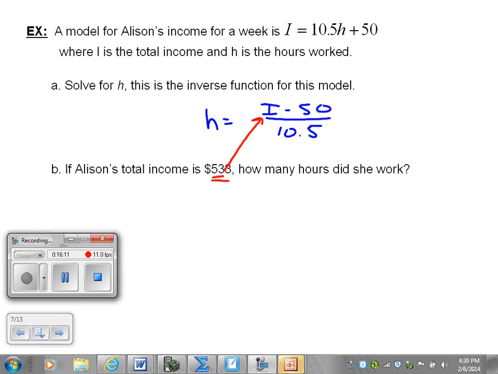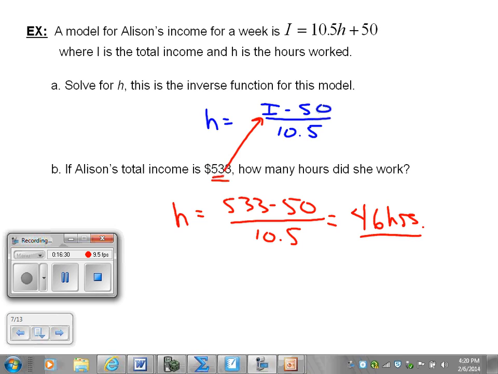It's going to be 533 minus 50, divide all this by 10.5, and I get 46 hours out of this. And by the way, guess what you would get if you took 46 and you plugged it up in here into your income. You better get $533. Again, that's kind of the point.